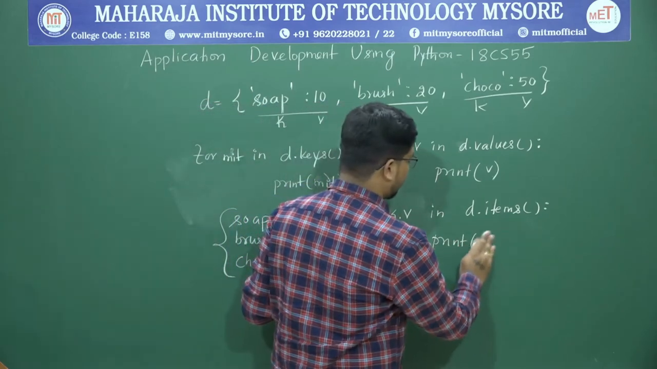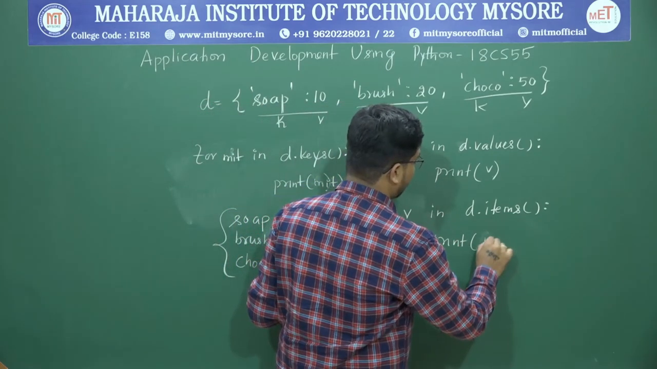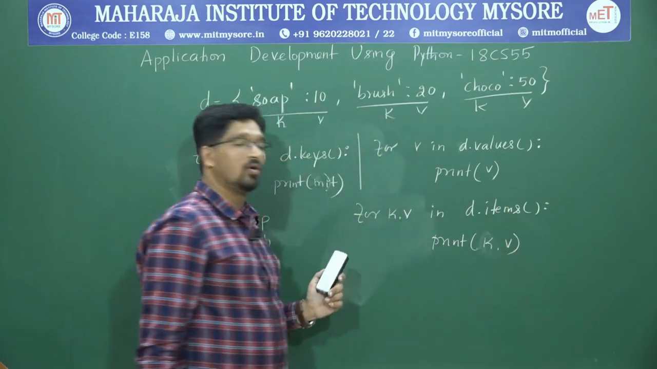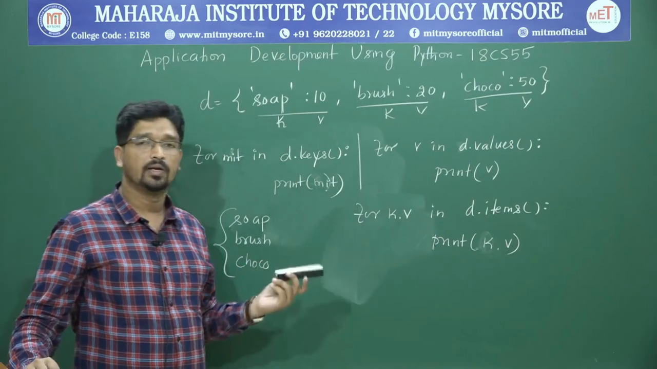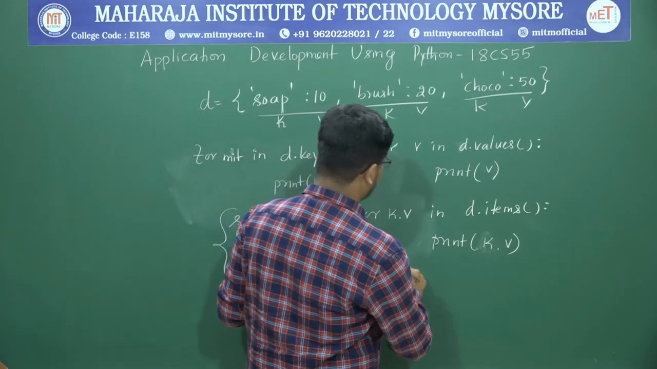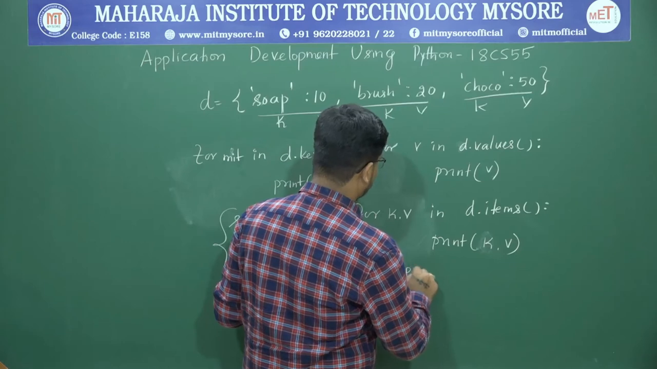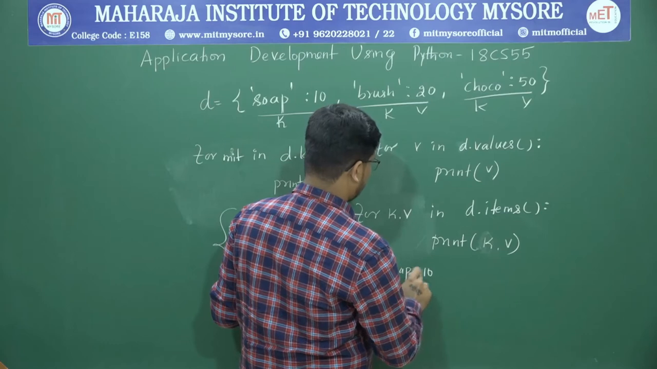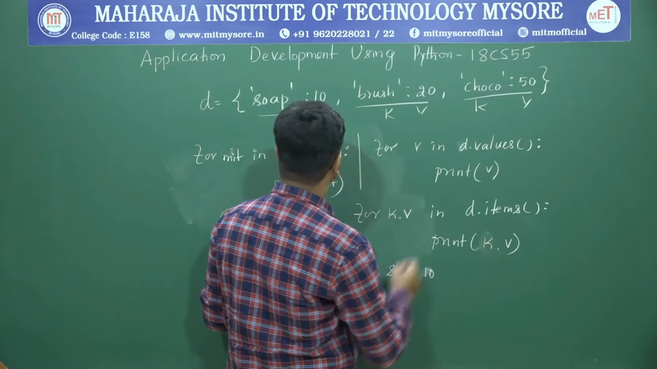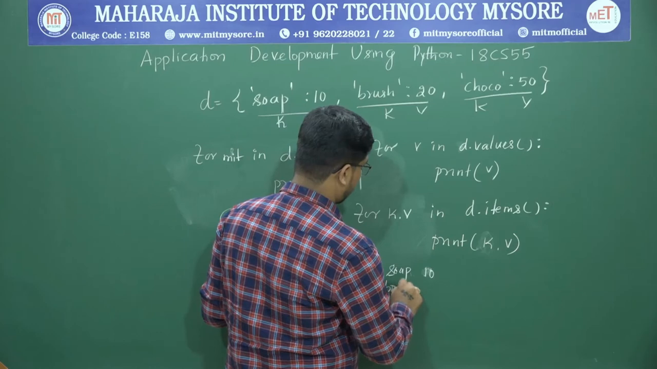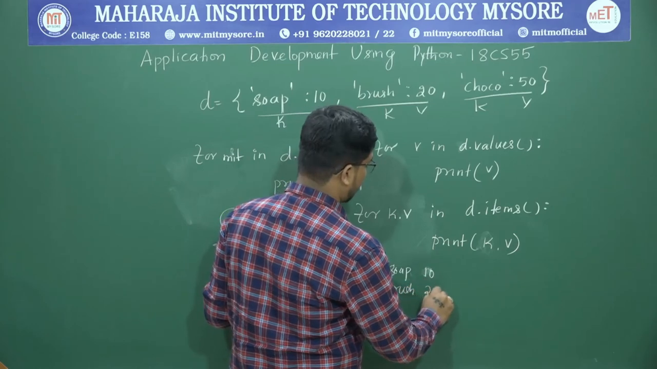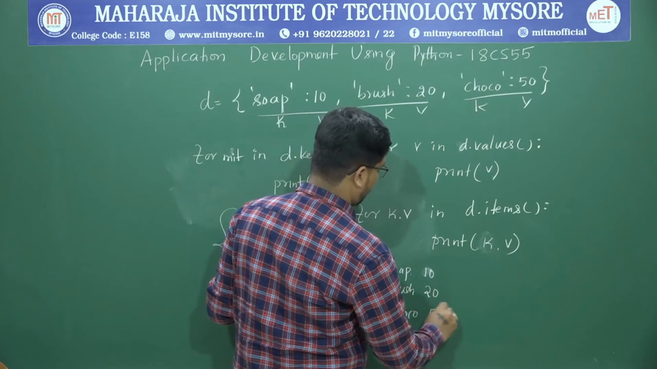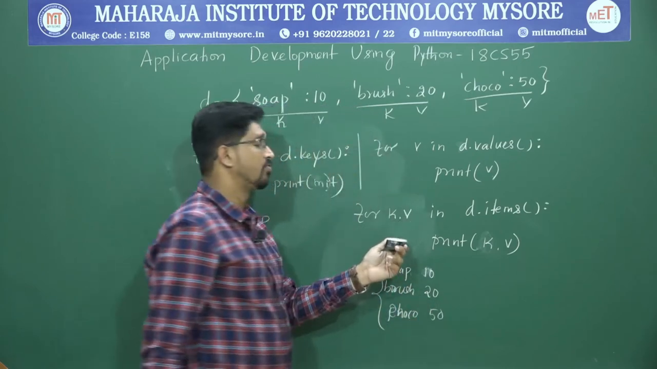Then you should mention, let us say, print k comma v. So that is how you get output. Your output will look like this: soap 10, because comma means you will get a space, then brush 20, choco 50. So these are the outputs you get from this for loop.